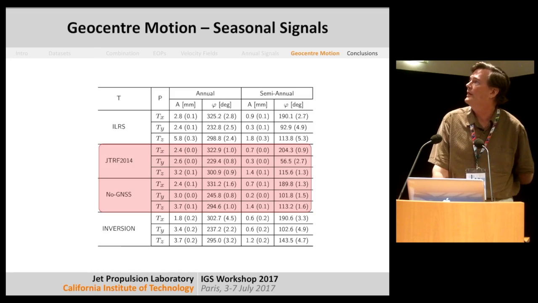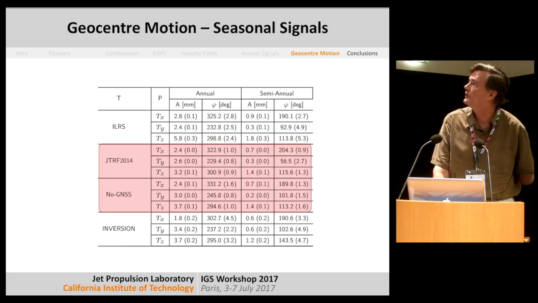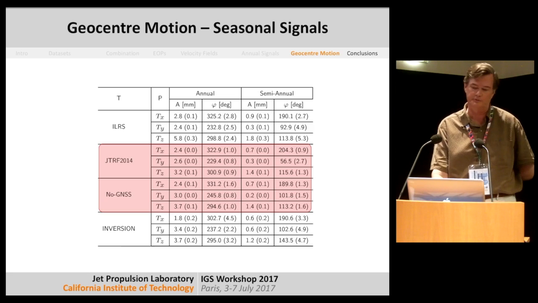And so the annual amplitudes and phases are quite similar to each other between the no GNSS solution and the solution with GNSS, as is the semi-annual, although there's a bigger discrepancy in the semi-annual case because it's a smaller signal.